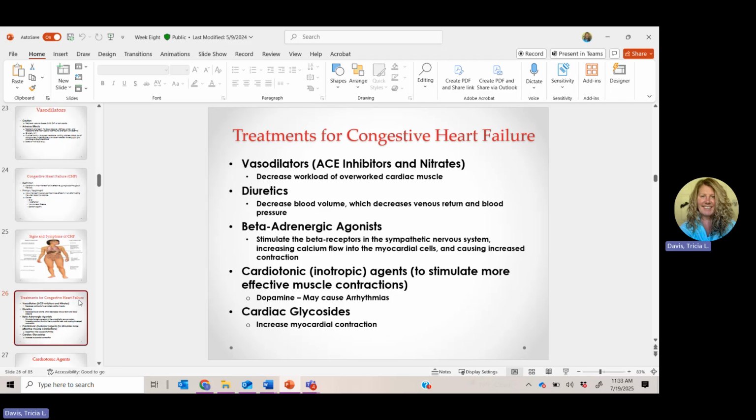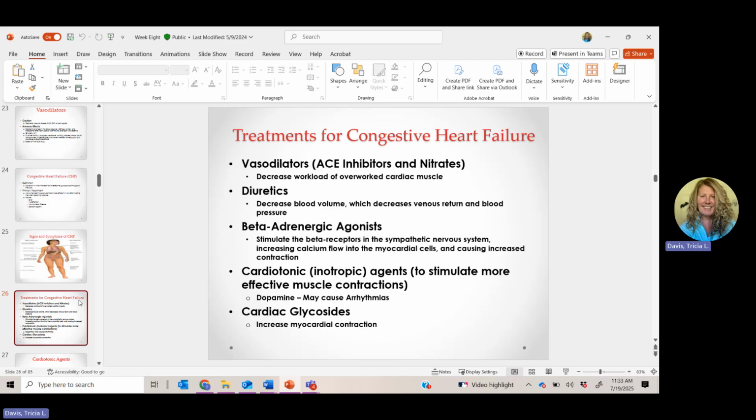Okay, these are going to affect the amount of calcium coming into our myocardial cells, which are going to cause the heart to contract better, more effectively. We have some cardiotonic medications that we give that cause the heart to basically contract better. That medication that we give is dopamine. So we do give this a lot for heart failure, but this medication can also cause arrhythmias, so we have to be very careful with it.